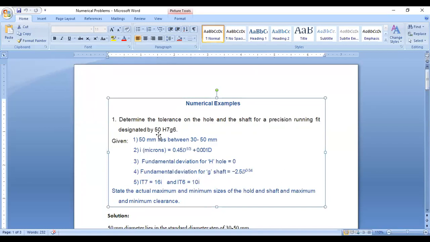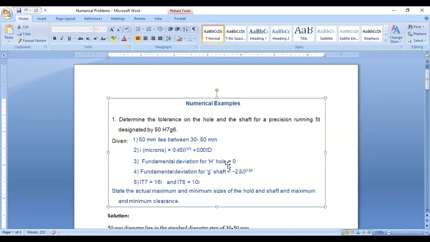50H7G6. Here this 50 means your basic size, H7 means hole H and IT7 you have to refer, G means shaft G and the 6 means IT6 you have to refer. Understanding? For that he has given the data: 50 mm lies between 30 to 50 mm, and this is the formula for determining I. And fundamental deviation of hole H is 0.